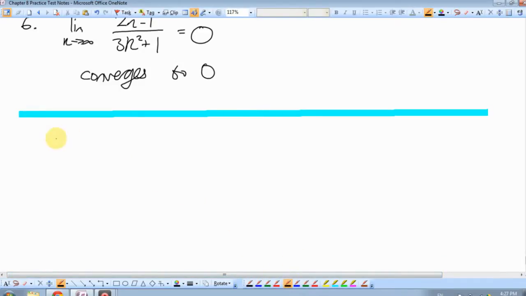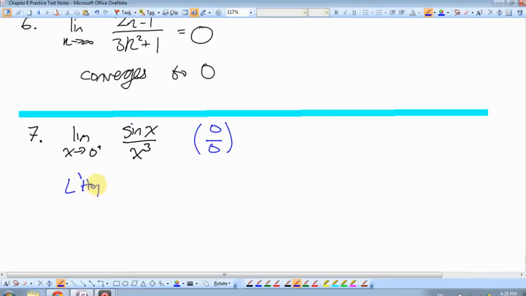Basically, if it converges, it's going. Never mind. 7. Use L'Hopital's rule to find the limit if necessary. Limit as x approaches 0 from the right of sin x over x cubed. Let's check our indeterminate form. If I substitute 0, I get 0. If I substitute 0, I get 0. That is indeterminate, so it's time for a trip to L'Hopital.